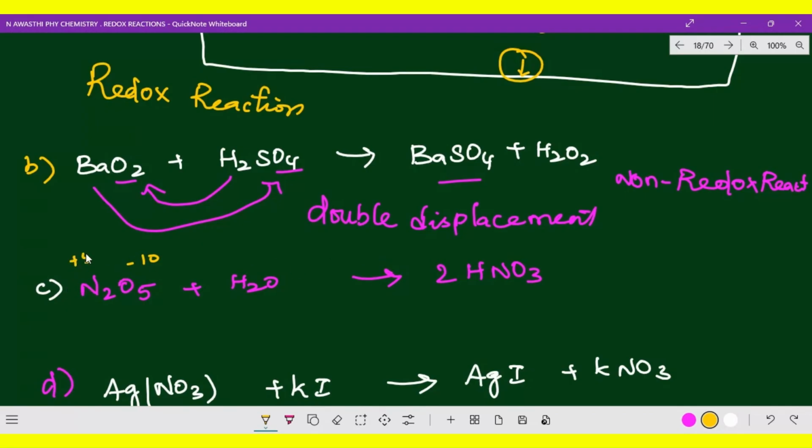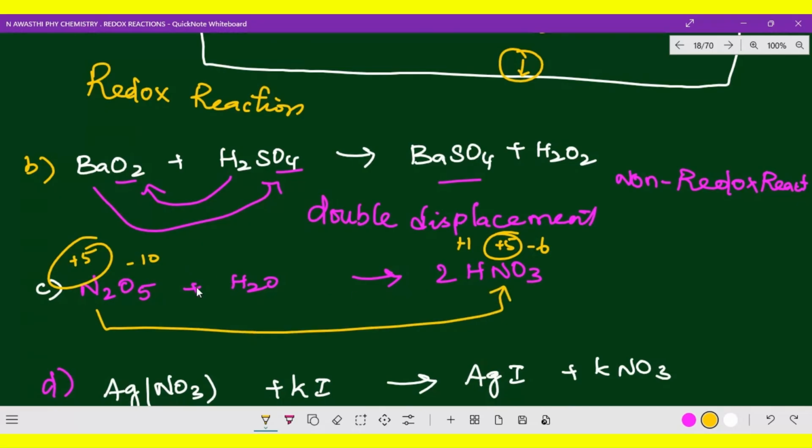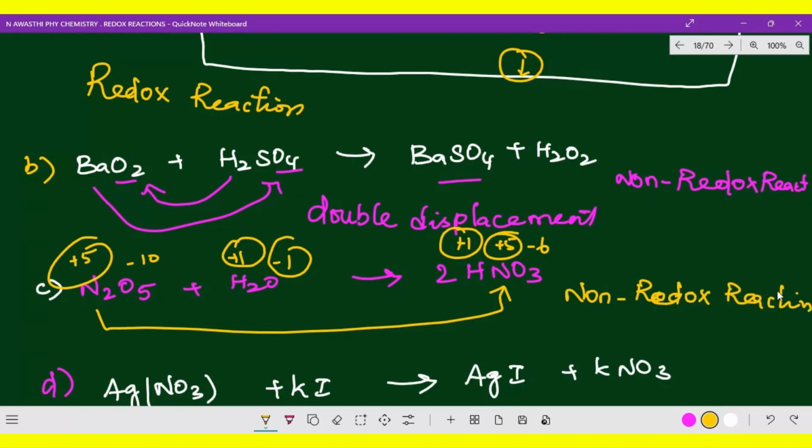So nitrogen is +5 here, which is the same here, +5 also. In the same way, oxygen and hydrogen remain the same, +1 and +1, and nitrogen +5 and +5. So there is no oxidation or reduction. This is a non-redox reaction. Oxidation and reduction have to happen simultaneously.